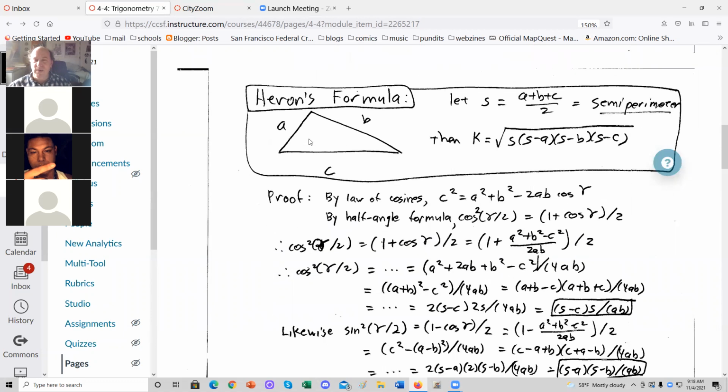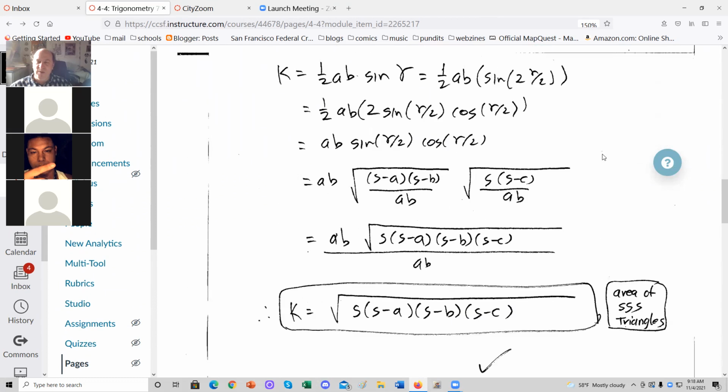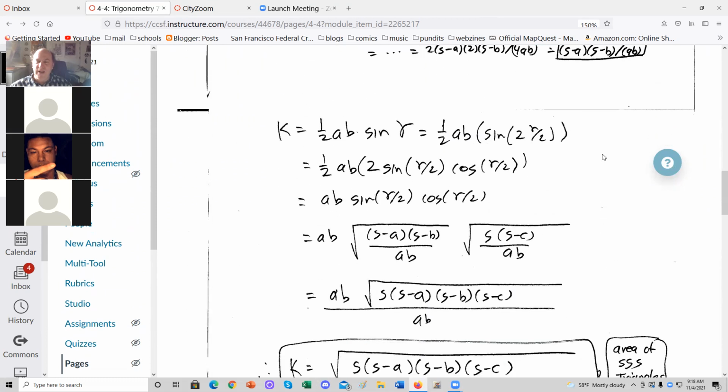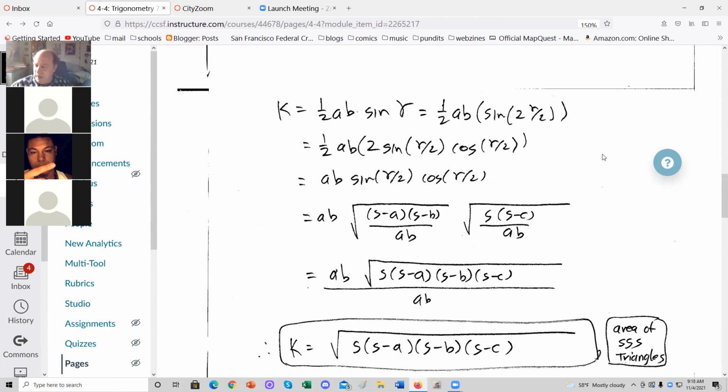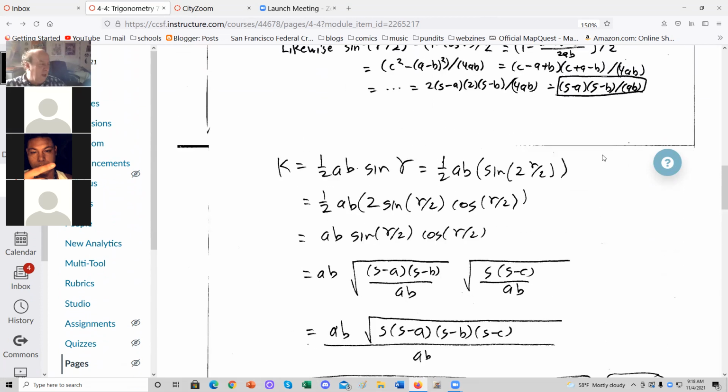Anyhow, given triangle sides a, b, and c, let s be the semi-perimeter, half of the sum, (a + b + c) over 2. Then K equals the square root of s times (s - a) times (s - b) times (s - c). That's Heron's formula. Now, we're going to go through a fairly complicated proof. If you want to take another look at it, it's available in the book and online. There are an even number of derivations.